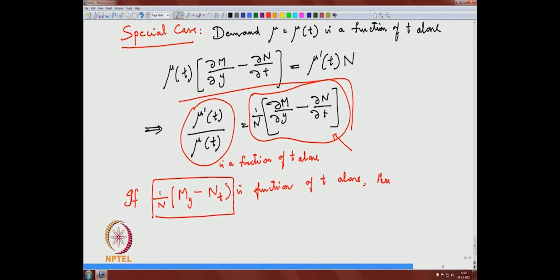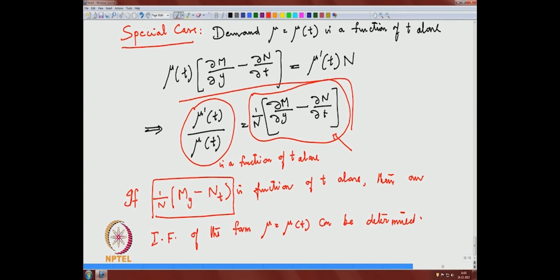Then you see an integrating factor of the form mu equal to mu of t can be determined. You can do that. In that case, when mu is a function of y, you will get something else here. The roles of dm by dy and dn by dt will be interchanged, and 1 by n will become 1 by m.